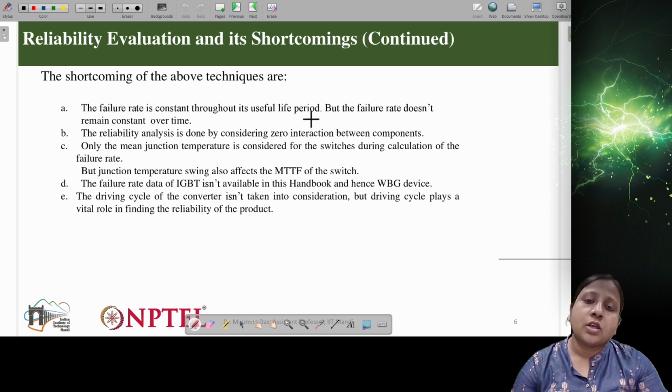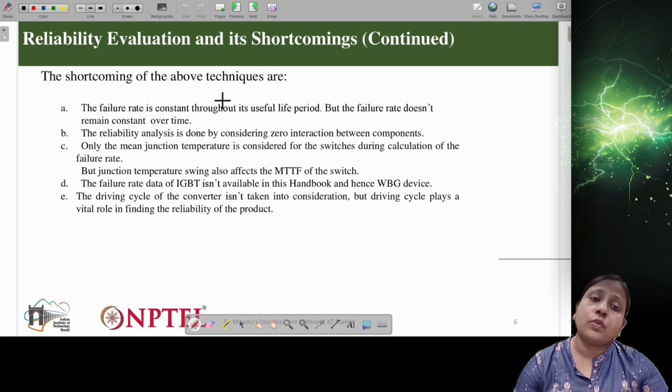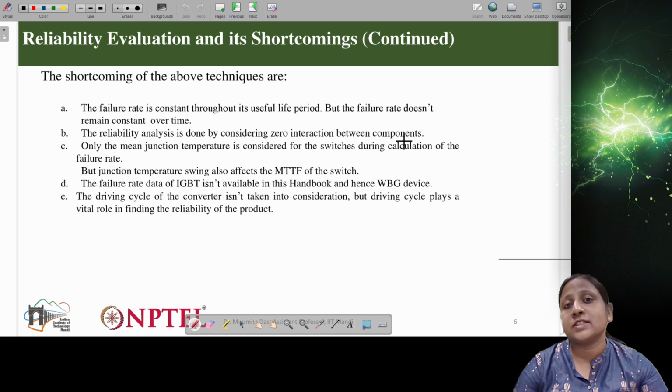This failure rate may not be constant; the failure rate doesn't remain constant over time. So that is the part we need to include in the given method, or maybe for the new devices. The reliability analysis is done by considering zero interaction between the components. But components interact with each other, which means there will be different parasitic components. So how to include the parasitic components for failure analysis, that part we need to look into.